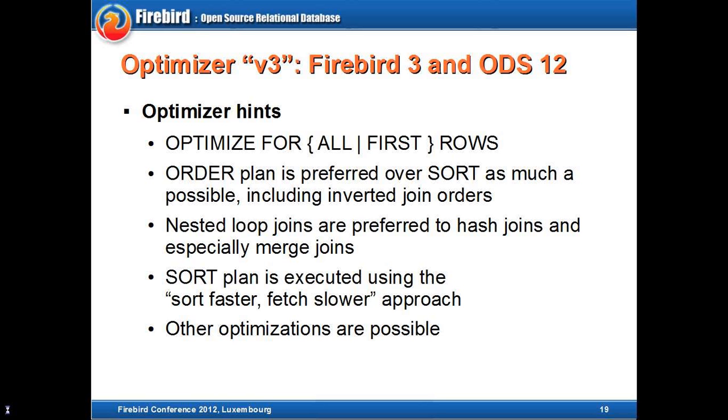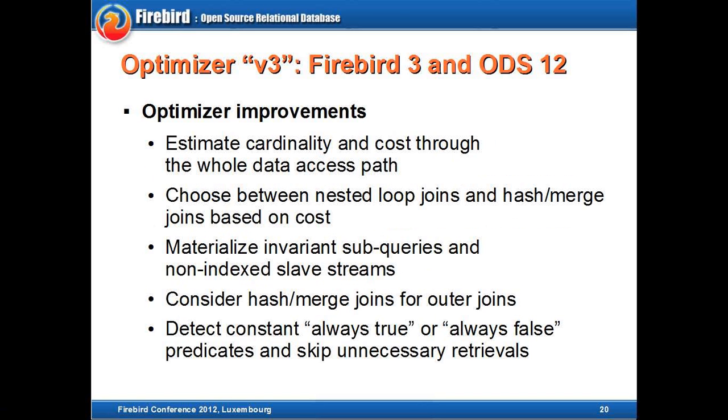So one kind of hint could be introduced in Firebird exactly for this purpose. And you can see what decisions could be affected by the clause OPTIMIZE FOR FIRST ROWS. I see that my time is almost over. Just yet another slide.